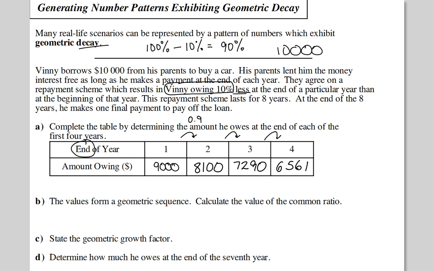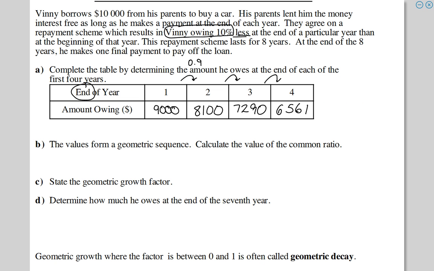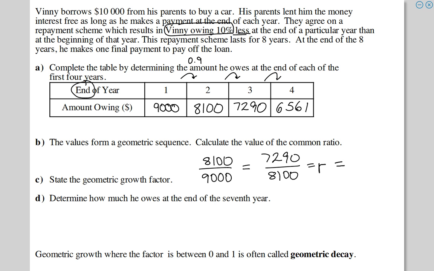So the values form this geometric sequence. Calculate the value of the common ratio. We already know this value. I don't know how we would have got there otherwise. So 8100 over 9000 has to be the same as 7290 over 8100, and so on. It's always the next divided by the previous to get this common ratio R, which we know is 0.9. We already know that. So that's part C as well.